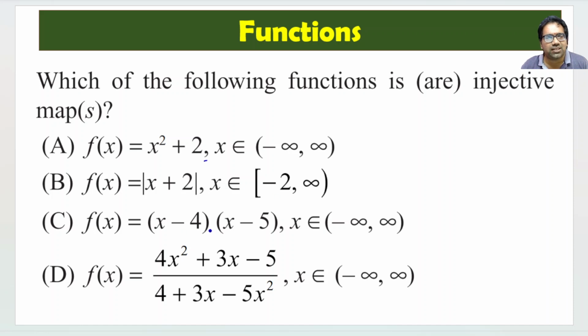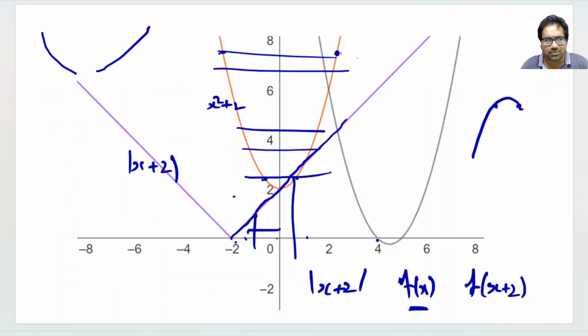The third one, x minus 4 into x minus 5. What does that mean? This is actually a parabola again. This is in the form of ax square plus bx plus c, right? There are two roots, x minus 4 and x minus 5. What is this? This is this parabola, x minus 4 and x minus 5. These are the two roots. If you multiply that, you will get x square minus 4x minus 5x plus 20, right?